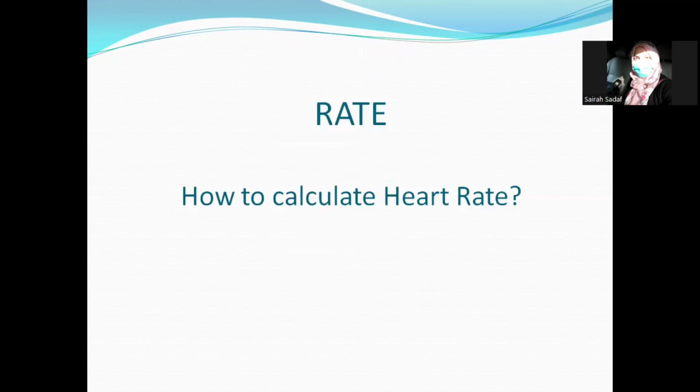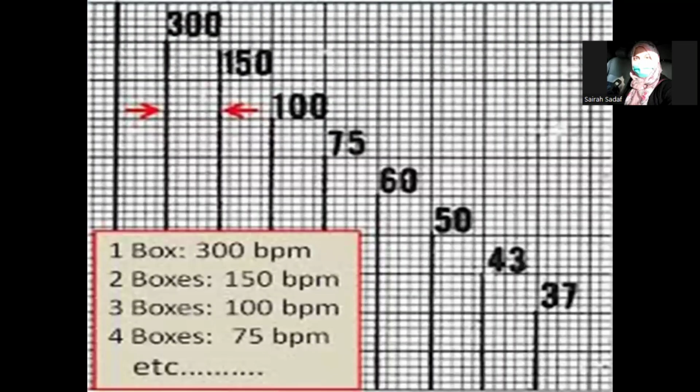So let's start. How to calculate the rate. Now, there is a method known as the 300 method, or you can say the large box method. First, I will tell you how we do it, and then I will tell you why we do it. Let me draw it again. This is a P wave. This is Q. This is R. This is a very slanting R wave. And then this is S, T, and all that.